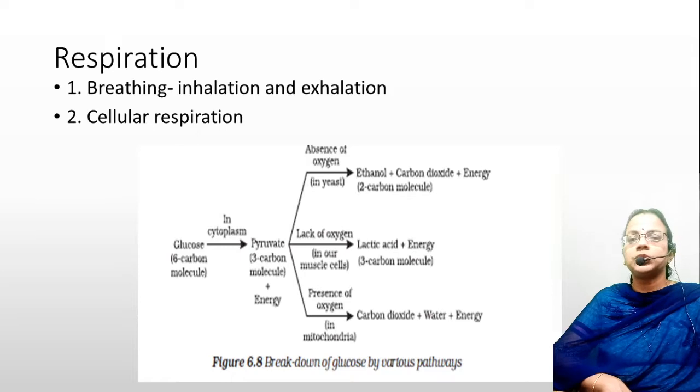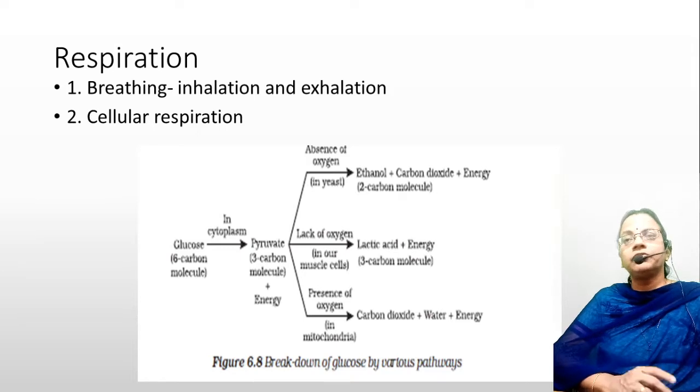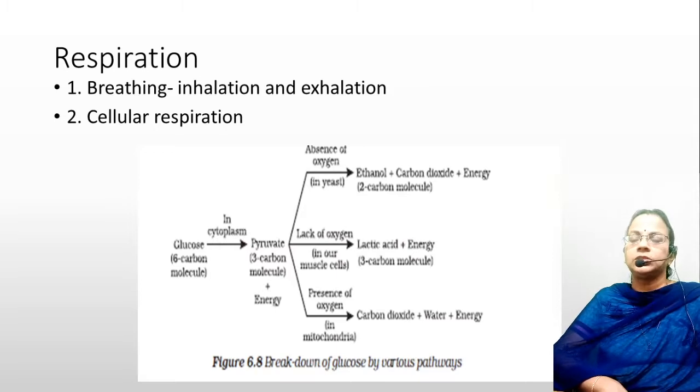Ethanol is a 2-carbon compound, and pyruvate is a 3-carbon compound. So the 2-carbon compound ethanol will form. The remaining carbon will be used for the carbon dioxide formation plus energy. So this process is also called anaerobic respiration, because in the absence of oxygen the glucose is completely broken down into ethanol, carbon dioxide and energy, and this process is called alcohol fermentation.